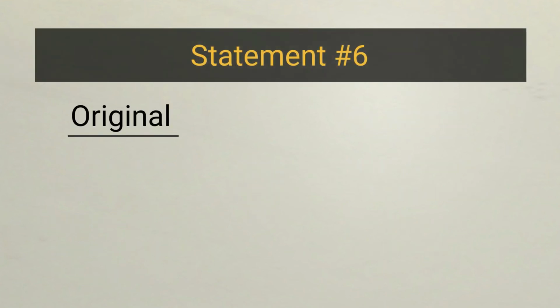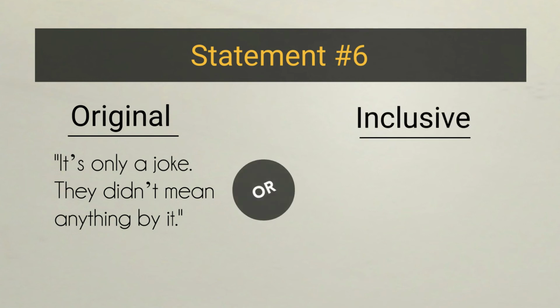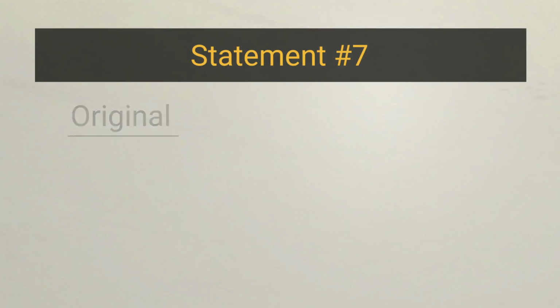All right, here is the sixth statement. "It's only a joke. They didn't mean anything by it." Press pause and try to rewrite this one. All people's feelings are valid. This statement minimizes a person's feelings and further excuses another person's offensive behavior. Leaders must validate followers' feelings of pain, regardless if they personally agree or not. Instead, one way to react could be, "It seems that this made you feel uncomfortable. Would you mind explaining what specifically is concerning you? How can I help to ensure this does not happen again?"